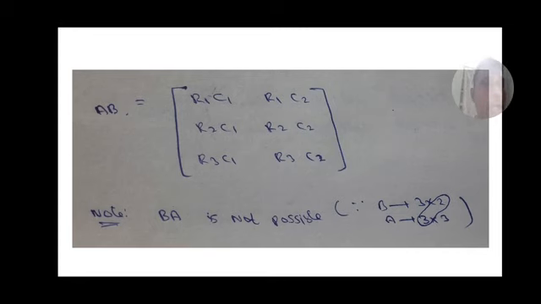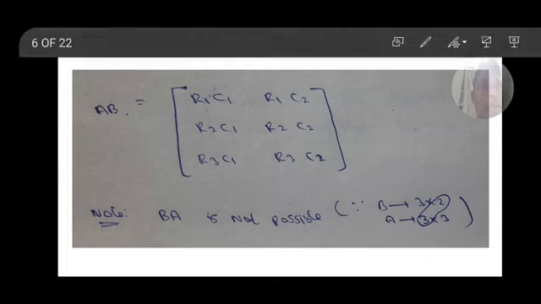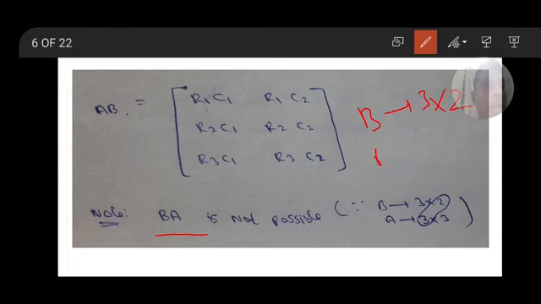R1C3, R2C3, R3C3. Next, BA. B into A is over. What about B into A? Is B into A possible or not? What is the order of B? 3/2, and the order of A is 3/3.